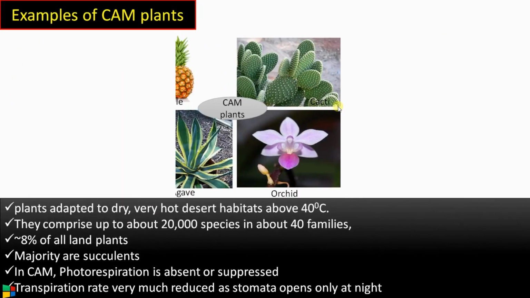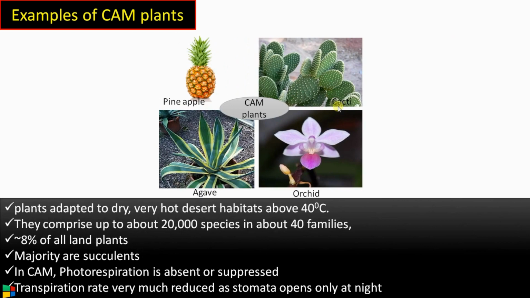Now, examples of CAM plants. Examples include pineapple, agave, cacti and orchid, plants that are adapted to live in hot, dry desert environments. Approximately 8% of all land plants are CAM plants. The majority are succulents. The advantage of CAM plants is that photorespiration is very much minimized or suppressed, and the transpiration rate is very much reduced as stomata open only at night time.